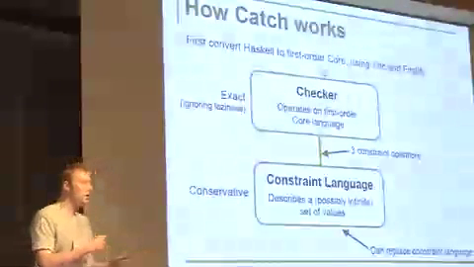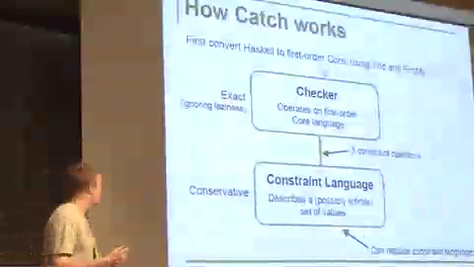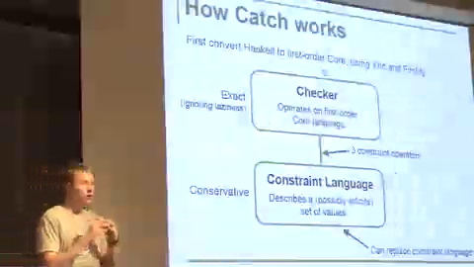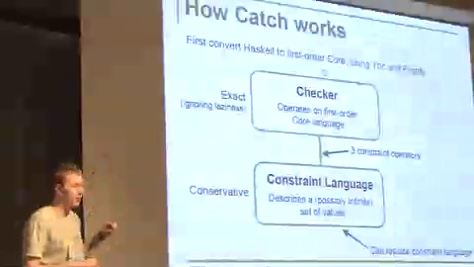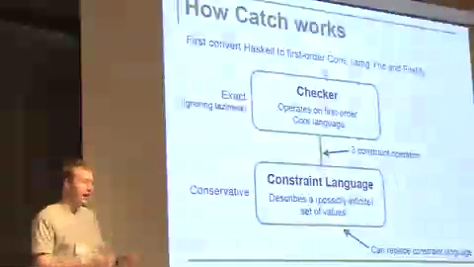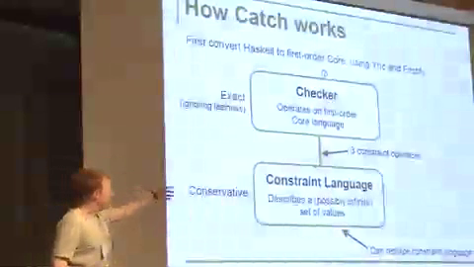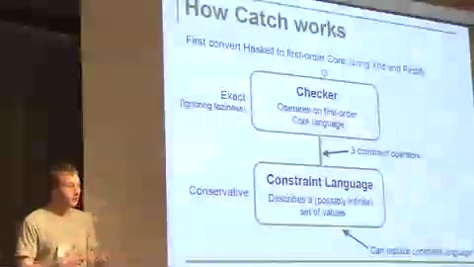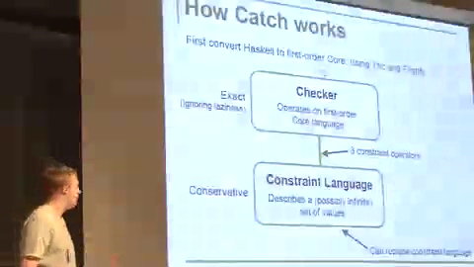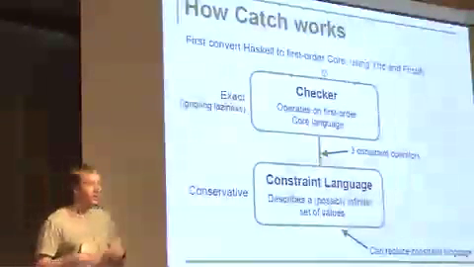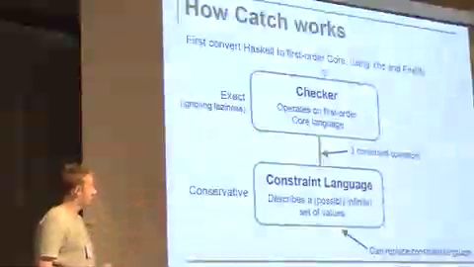And this checker encodes knowledge about how the core language operates, the semantics of the core language. And the idea is that this is a reasonably exact analysis of your program. In the paper, it doesn't deal with laziness, but other than that, it's a very precise analysis. You then plug in a constraint language which talks about the types of values that an expression can take. And this is where you have your conservativeness. This is where you approximate the problem so that you can parameterize by the constraint language.